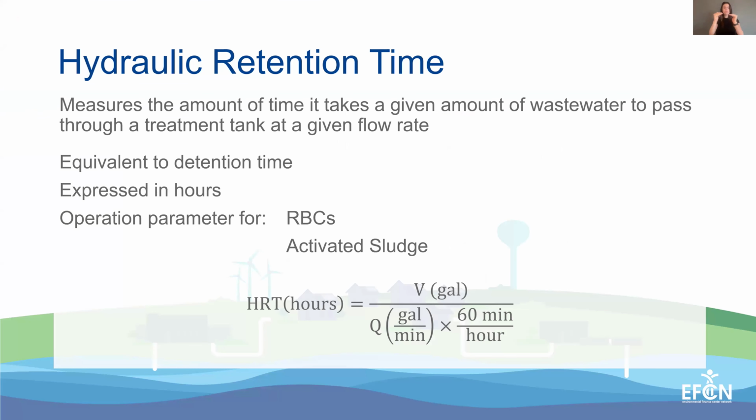Then we also have our hydraulic retention time, which makes sure that flow is in contact with our media long enough. So this is typically things like our rotating biological contactors and our activated sludge. And this is typically calculated by the volume divided by the flow in gallons per minute, multiplied by a conversion factor of 60 minutes per hour. This will give you your hydraulic retention time in hours. This is very similar to our detention time, and just make sure that it remains in the process long enough to be treated correctly.